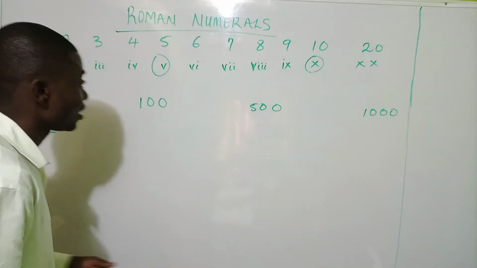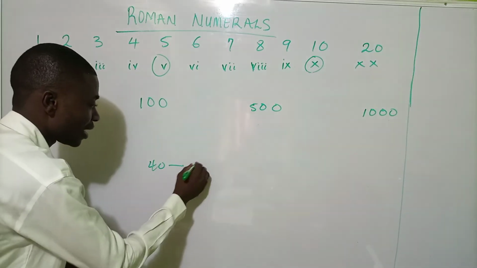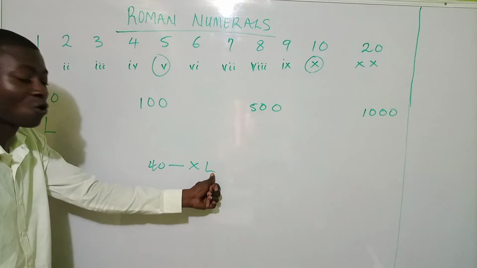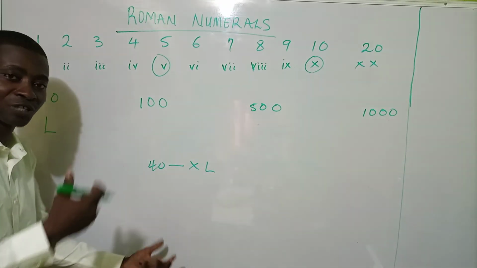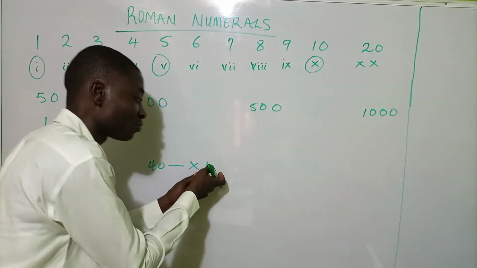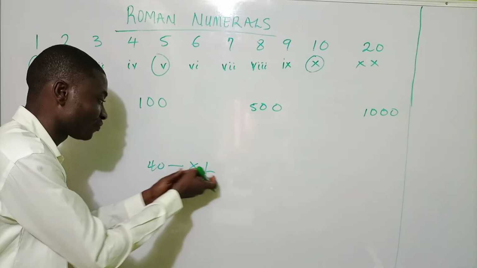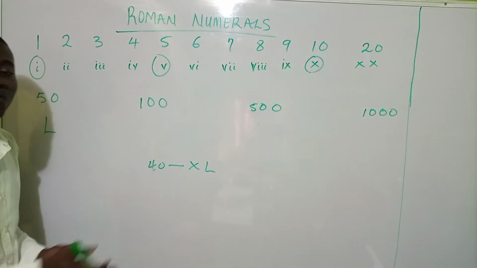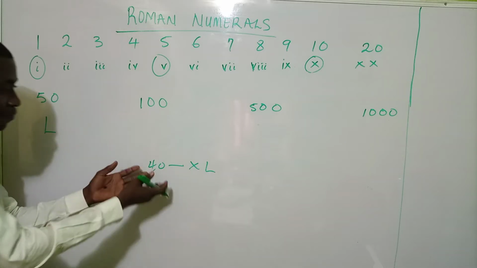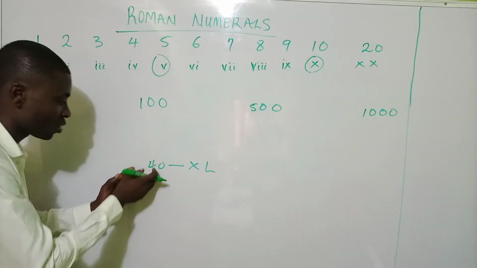XL. Remember what I said earlier? XL. When the small number comes before the big number, it means subtraction. It means subtract the small one from the big one. That is what 50 minus 10 gives, which will give us 40.